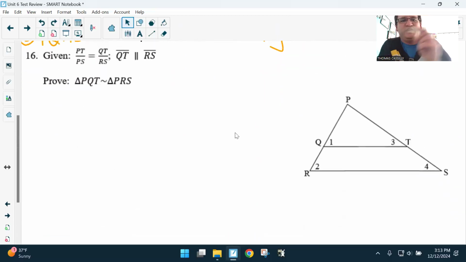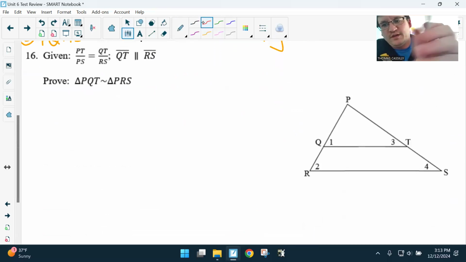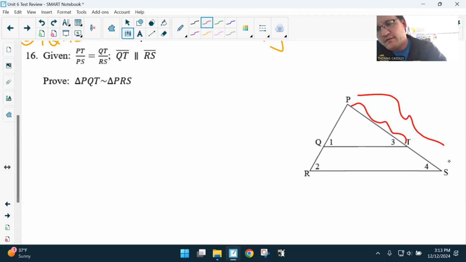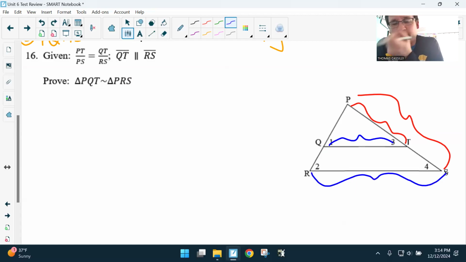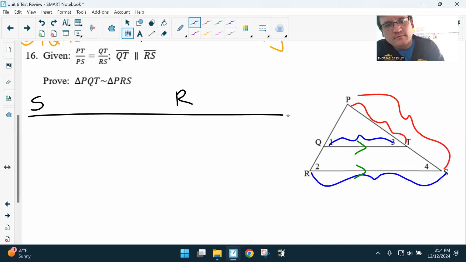Okay, what are we given? We are given PT over PS. So where is PT? PT is this guy right here divided by PS. All right, so we're the top right divided by the entire right side is proportional to QT over RS. All right, so those are similar sides basically. And now they also tell us that these are parallel. So let's go ahead and just write all of that down in our statements and our reasons T-chart.